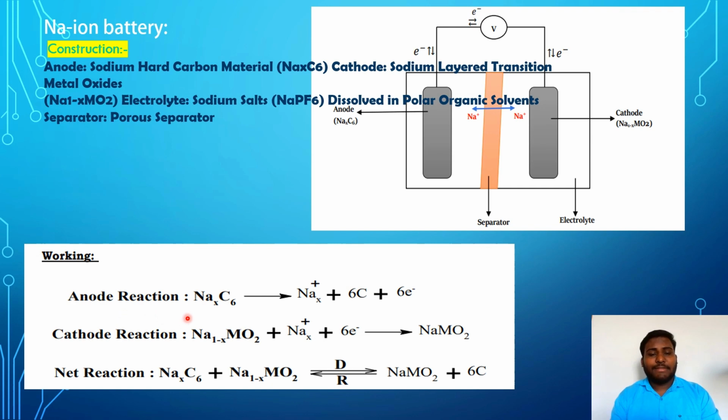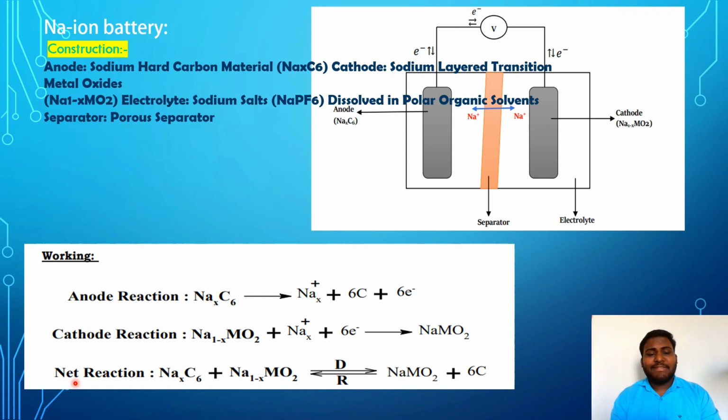Anode reaction: the reaction that takes place in the anode. NaxC6 is oxidized to form Na+ plus x plus C6 plus 6 electrons. In the cathode, where the reduction takes place, Na1-xMO2 plus NaX plus 6 electrons give rise to NaMO2.